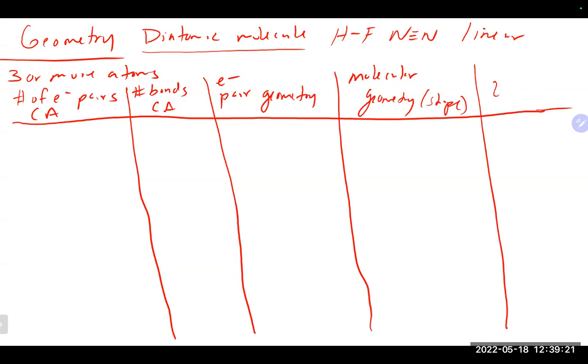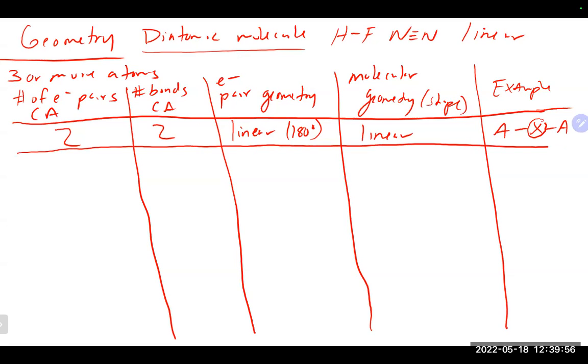And we'll do an example, I guess. So for example, if we had something that looks like this, we would look at the central atom here, and we see that it has 2 electron pairs. It also has 2 bonds, which means the electron pair geometry would be linear. The molecular geometry would also be linear. It's about 180 degrees.